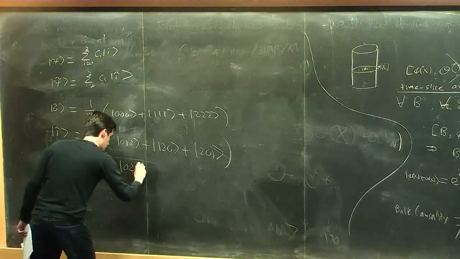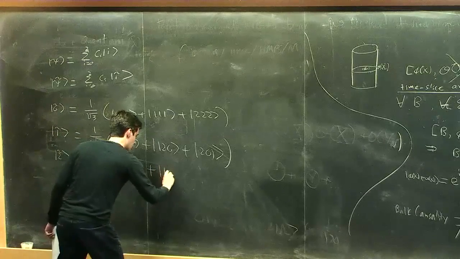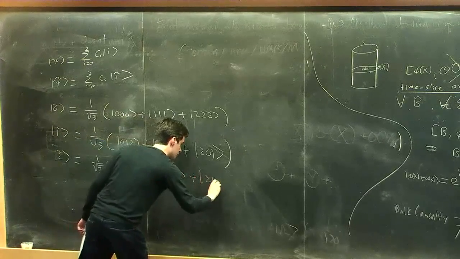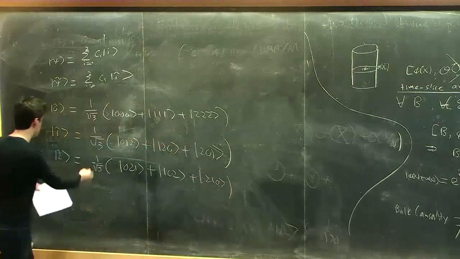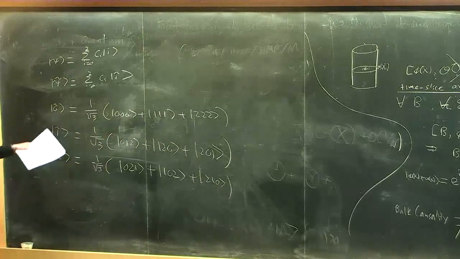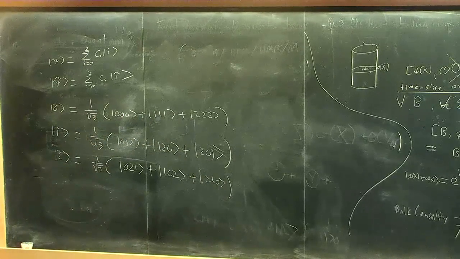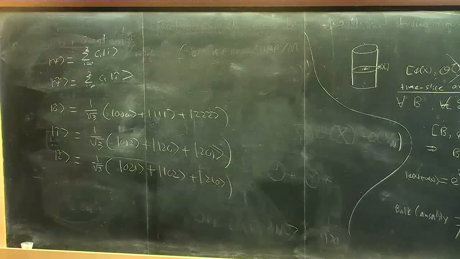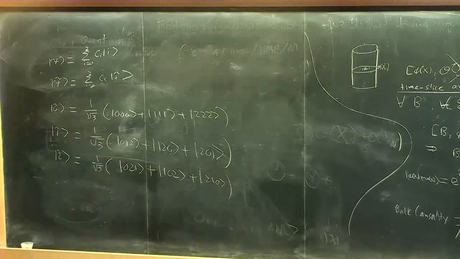Okay, 0, 2, 1, 1, 0, 2, 2, 1, 0. Okay. So I send it to you, and I pick this to be my three-dimensional subspace. Now, why would I do something like that? Well, first of all, notice these states are all very entangled.